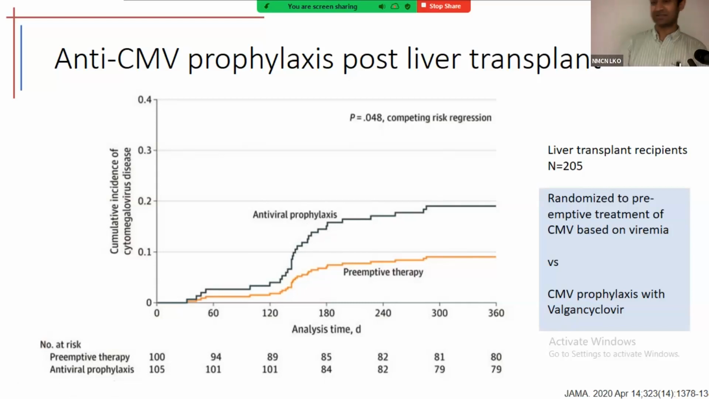There is actually no consensus on what to do in this situation. Most centers, you will see that patients do end up getting antiviral prophylaxis throughout their post-transplant course. But this was one study that showed that even if you just detect viremia and treat it preemptively at the time of detection of viremia, your cumulative burden of CMV disease does not actually change much.